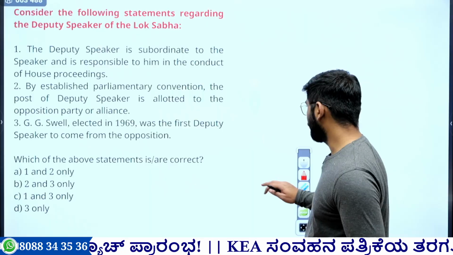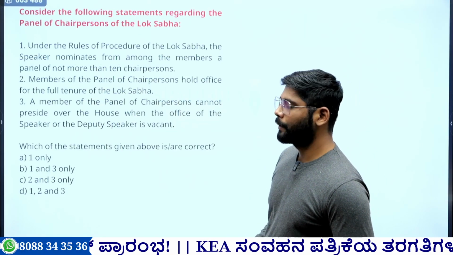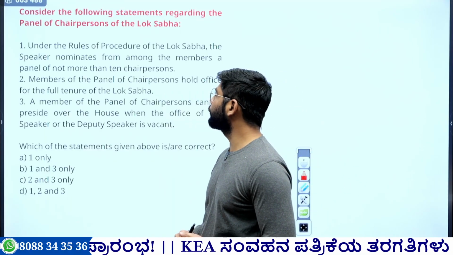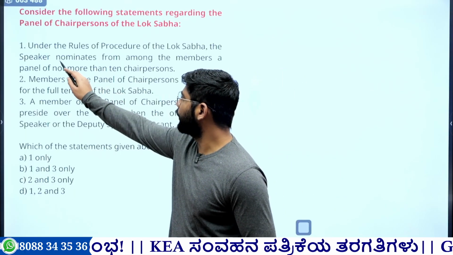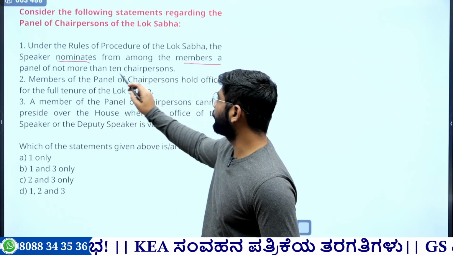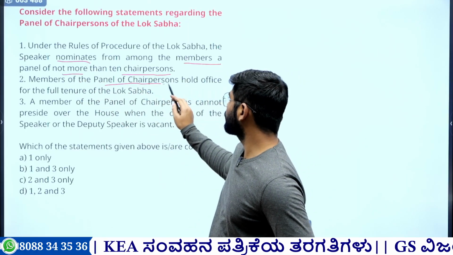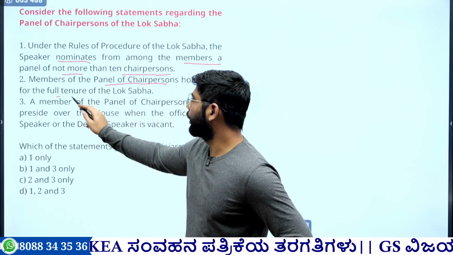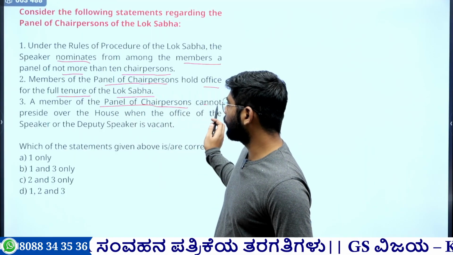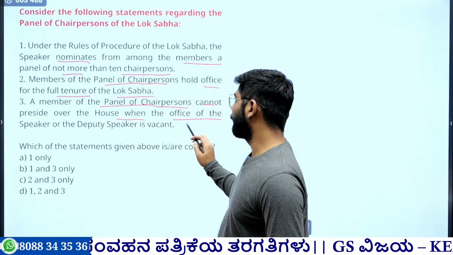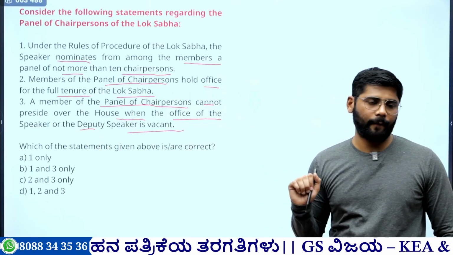Okay, so next question we'll see. It is about the panel of chairpersons of the Lok Sabha. First statement says that under the rules of procedure of Lok Sabha, the Speaker nominates from among the members a panel of not more than 10 chairpersons. Second, the members of the panel of chairpersons hold office for the full tenure of the Lok Sabha. Third statement, a member of the panel of chairpersons cannot preside over the house when the office of Speaker or Deputy Speaker is vacant. Let me know which one is correct.